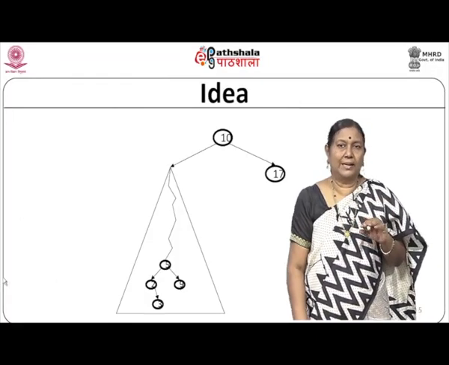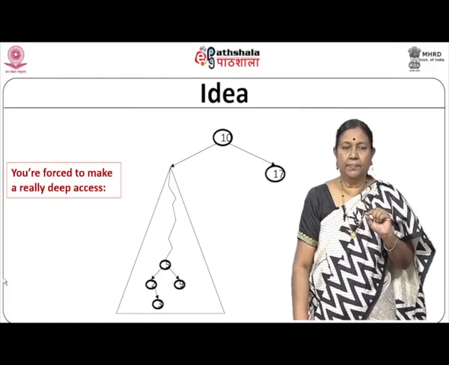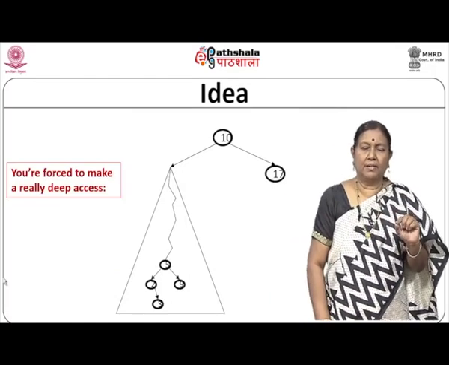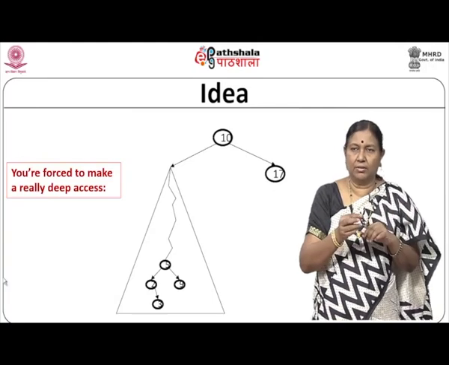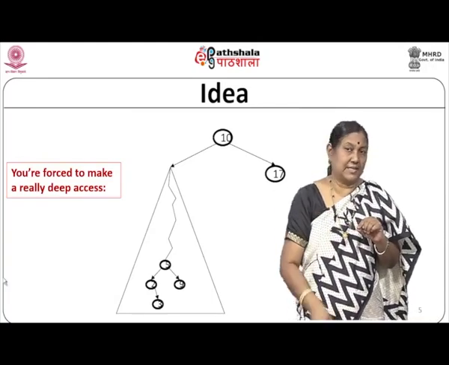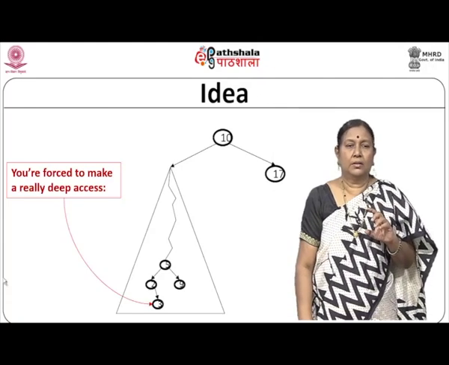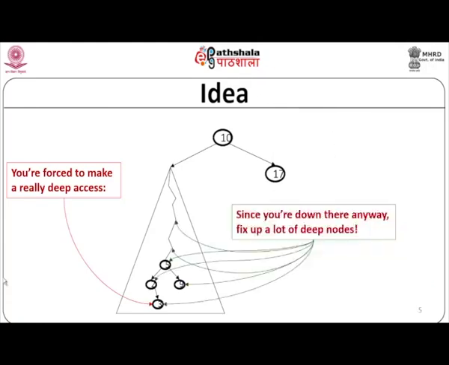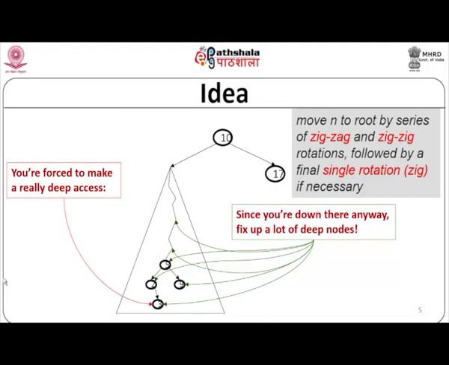So, let us go with the idea. Here you have a small tree, and for example, if you want to find a node here, you are forced to make a really deep access, let us assume. Like in the example, you want to find this particular k, you have to make a deep access. Since you are down there anyway, fix up a lot of deep nodes, meaning move them higher. So, move n to the root by a series of zig-zig and zig-zag rotations, followed by a final single rotation, which we call zig, if necessary. So, this is the basis. So, what have you done?